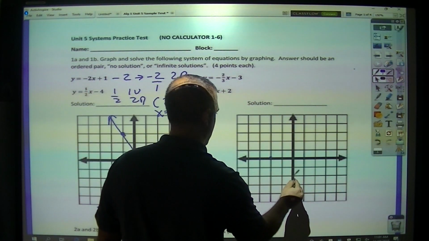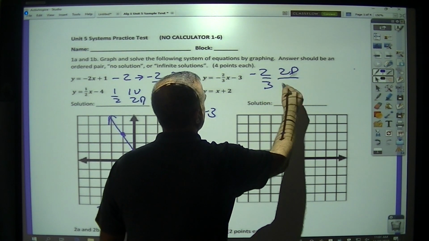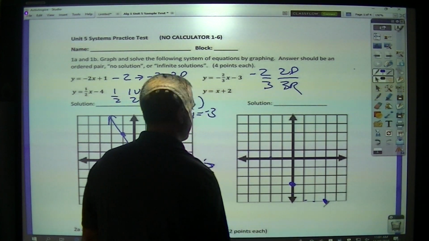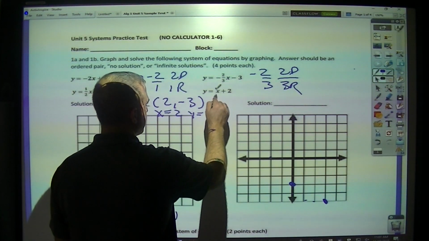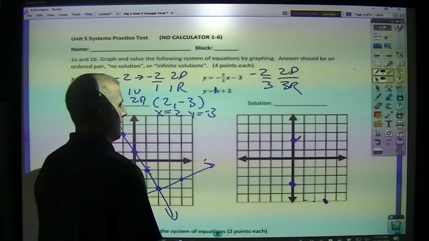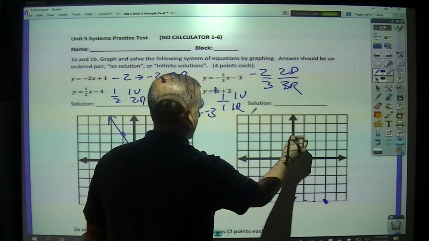This one I'd start at 1, 2, and 3. -2 over 3 means 2 down, 3 right from there. So 2 down, 1, 2, and 3. This one has a slope of 1, and I'd start at 2. So that means 1 over 1, which is 1 up, 1 right.